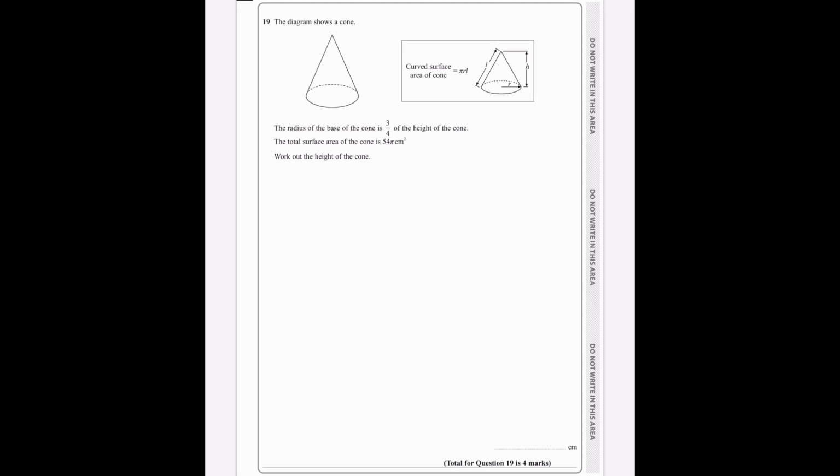Question 19 with the cone, let's draw a height and a radius. We want to find the height, so let's call the height h. The radius is 3/4 of that, so let's call the radius 3/4 of h. We need the slant height here. The angle between the height and the radius is 90 degrees, so I can use Pythagoras on those two: the square root of h squared plus (3/4 of h) squared. That will give us a slant height.